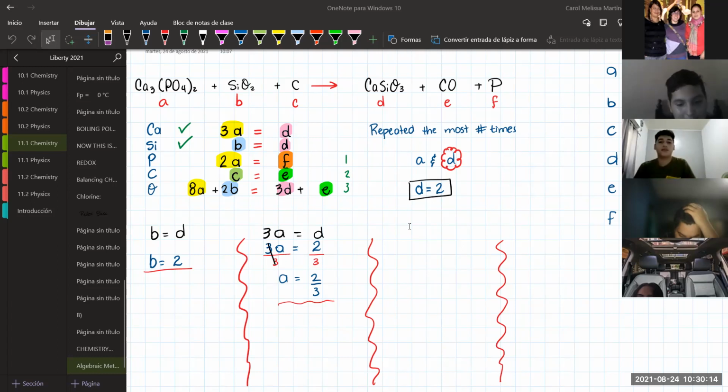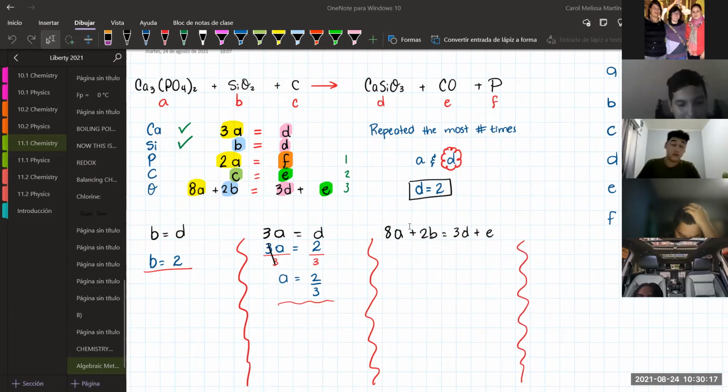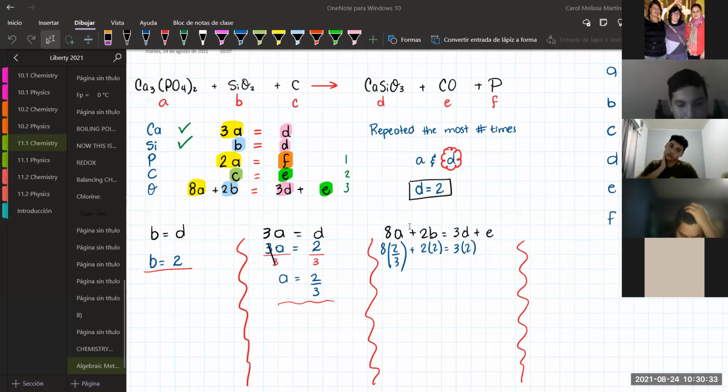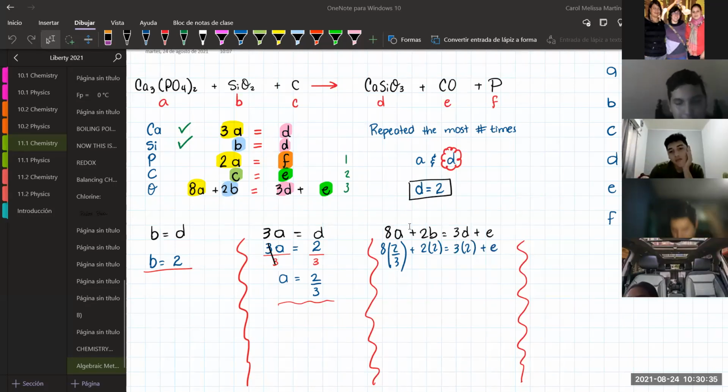Okay? I know the value of A, which is 2/3. I know the value of B, that is 2. I know the value of D, that is 2. And I don't know what E is. So here I have 16/3 plus 4 equals 6 plus E. And now to isolate E, I will subtract 6 in each side of the equation.